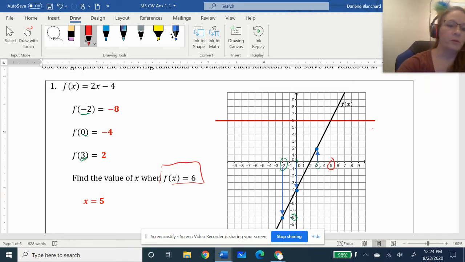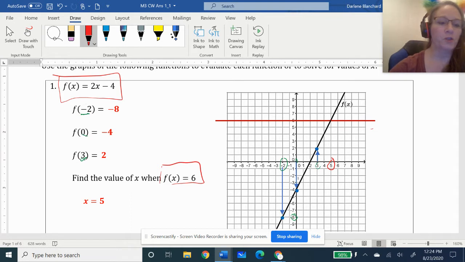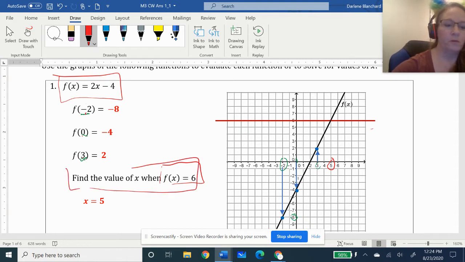You could have also used the equation and looked at the expression 2x minus 4, plug in these numbers, and you will get the y values. If you are trying to figure out how to use the equation for this piece, set it equal to 6 and solve that equation for x, and you will get this.